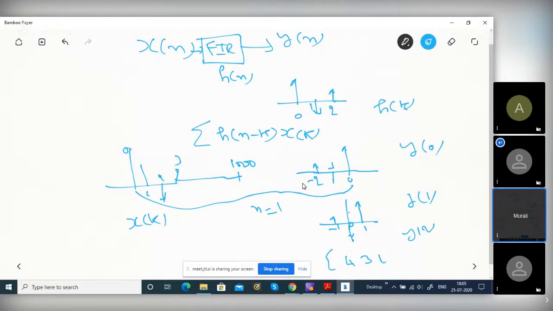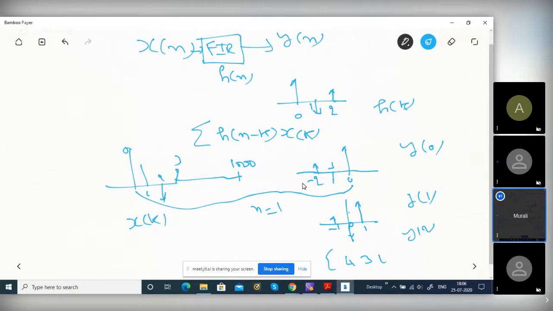The length is less for the impulse response. Yes, the filter length will be at most 50 or 100, whereas x of k will have a very large length, some 10,000 or 50,000. So it is easy to do this: you keep h of k flipped and slide it. As and when new x of k comes, you multiply three samples and add, and you get one output.